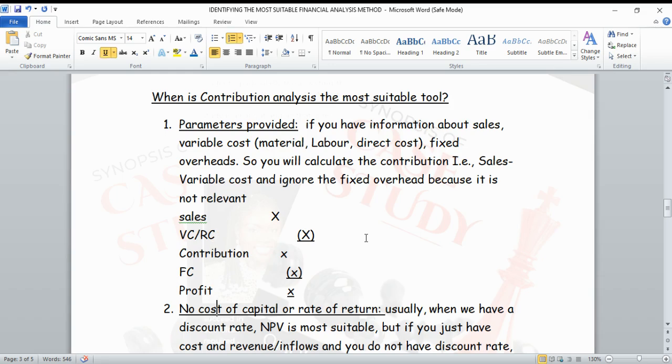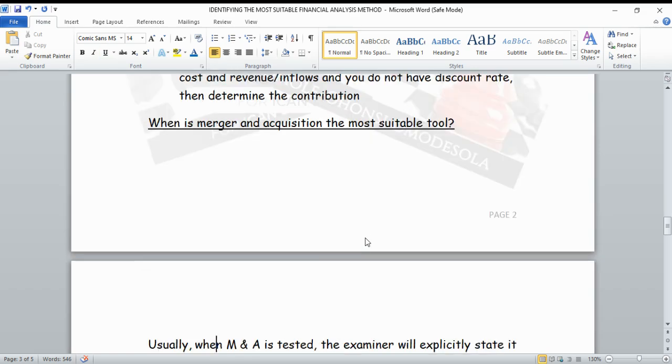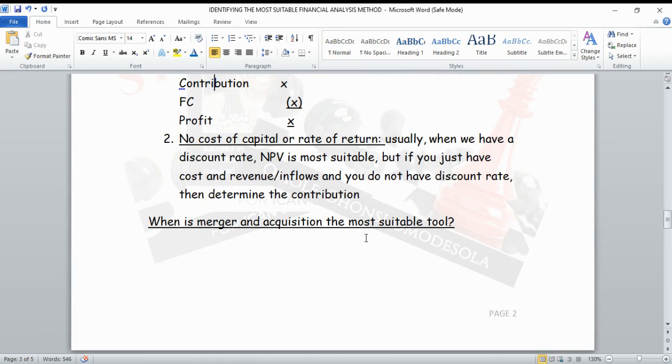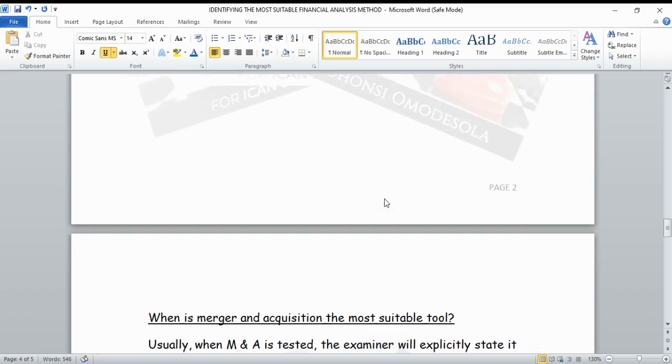And in some cases too, the question may look like a net present value question. You may see something like outflows, inflows, and the likes. But then you check and you do not see any information about discount rate, then you know that that's contribution analysis. Sometimes the net present value question may look like contribution analysis, and the contribution analysis question may look like a net present value question. So what differentiates it is that if you have discount rates, then you are definitely doing net present value. But if you don't have a discount rate, then you know that that's contribution analysis. And contribution analysis will give you things like sales, variable cost, and the likes.